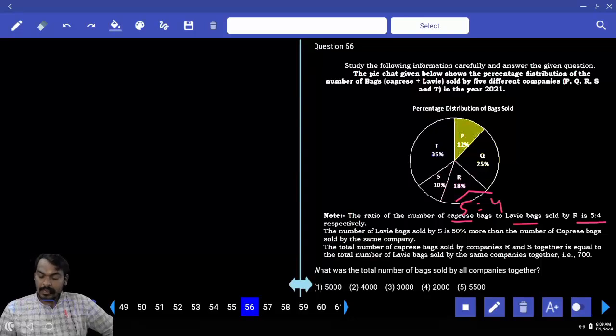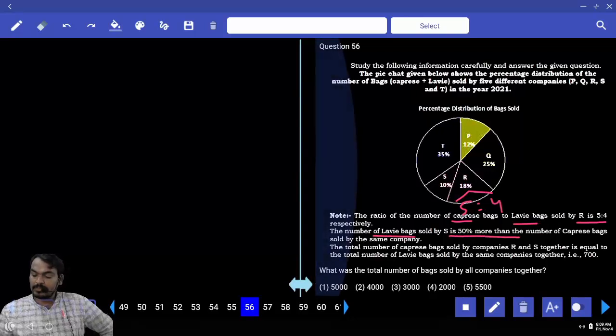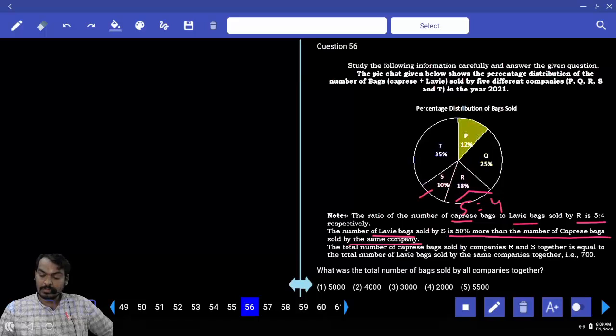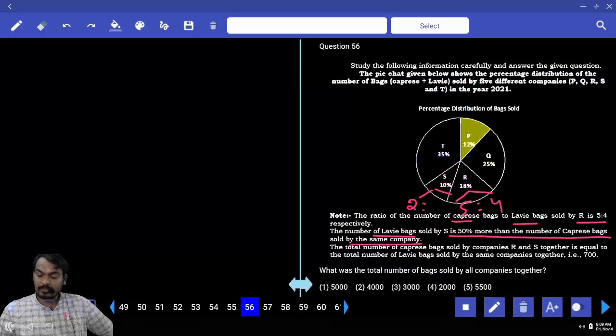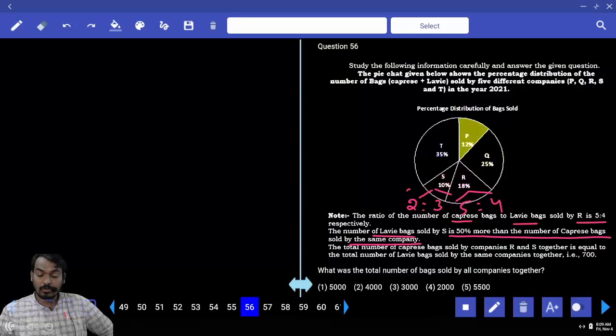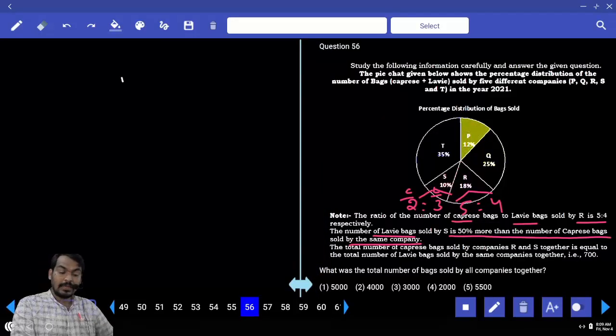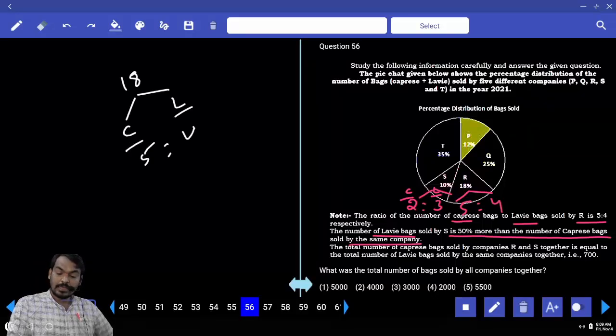Next, the number of L bags sold by S is 50% more than which one? The C bags sold by the same company or a different company? Same company. L is sold 50% more than which one? C. Suppose C value is 2 parts, L value is 3 parts. Yes or no? In 18%, what is the C and L ratio? 5:4. Next, in 10%, what is the C and L ratio? 2:3. I think this is the key point, or not?